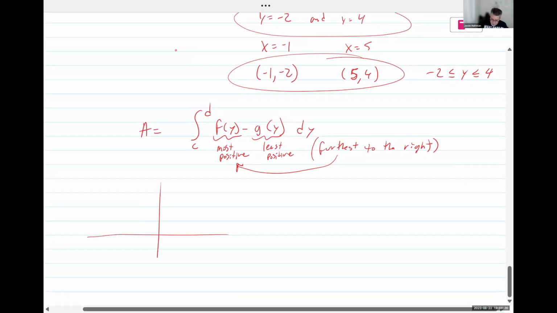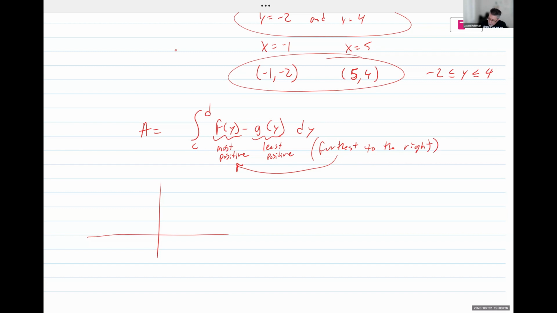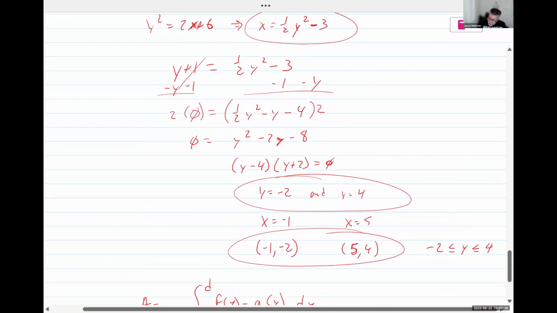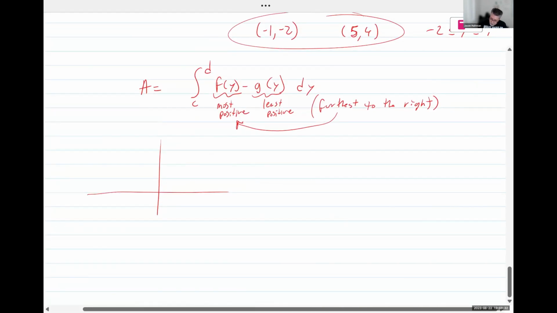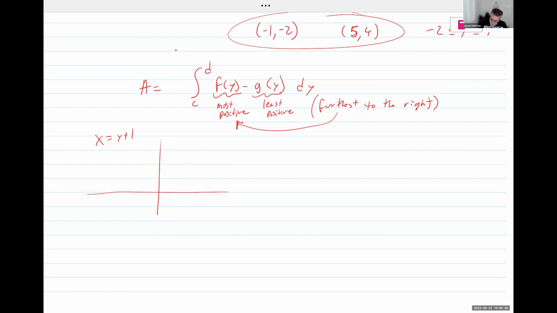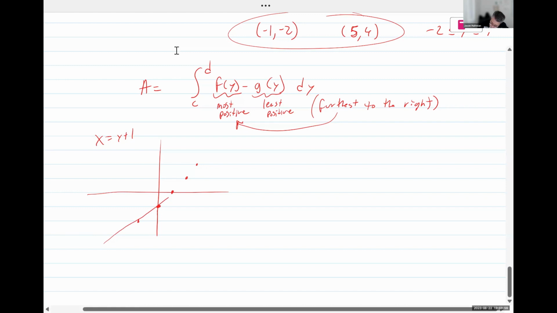Okay, so let's graph these guys and see what happens. x equals y plus 1. That's the easier one to graph. Okay, x equals y plus 1. That one is basically y equals x minus 1. So y-intercept of negative 1, and then a slope of 1. Okay, and so we get, oops, I'll draw that better.